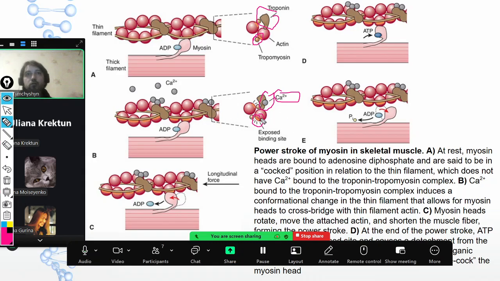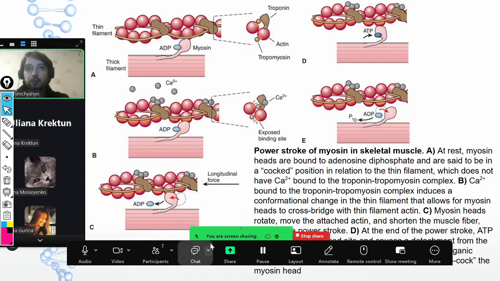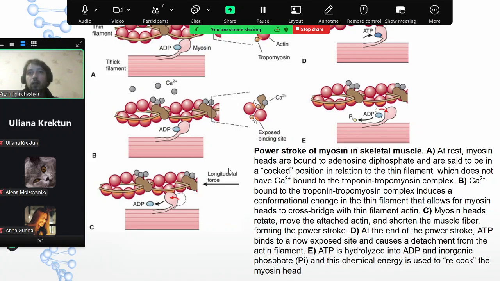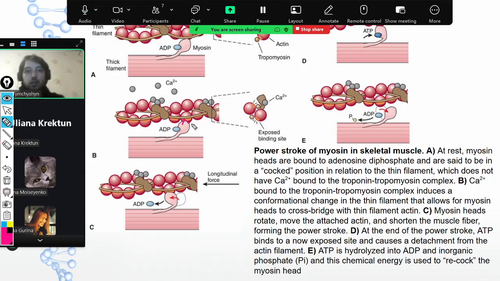So now you can bind your myosin to the active site. So now these heads bind to the active site. Since it's now revealed, you see how this conformation changed. So here you see all the binding sites hidden, and here you see the conformation changed, and all these binding sites are now revealed, and there is a place to bind to.